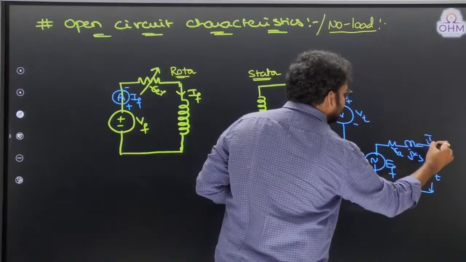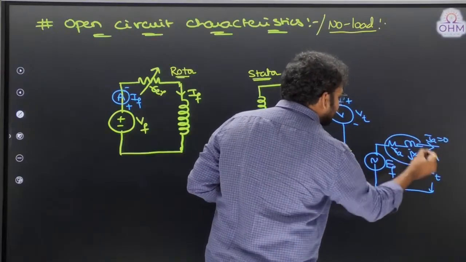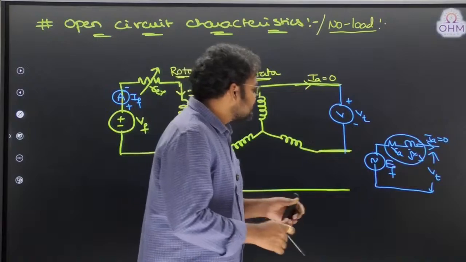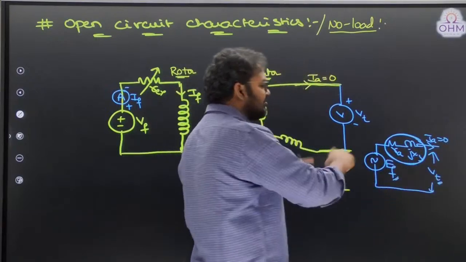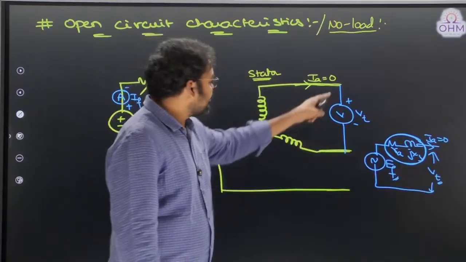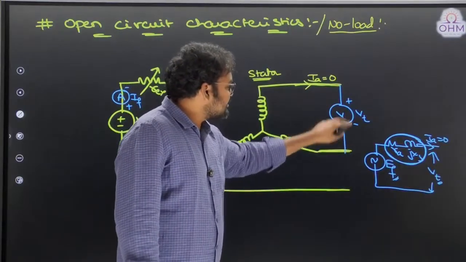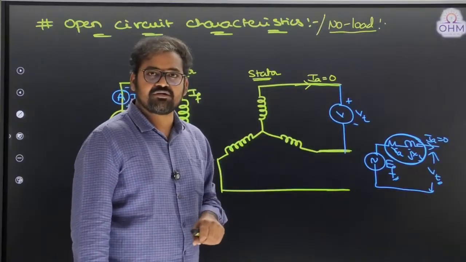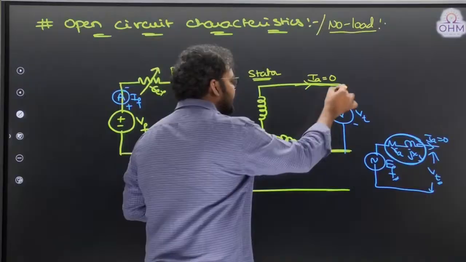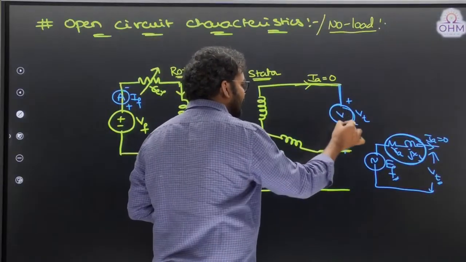So when armature current was 0, can I say there won't be any drop in this impedance? If there was no drop in this series impedance, terminal voltage and induced EMF both are equal. So therefore, measuring terminal voltage is indirectly equal to measuring induced EMF. Got it?